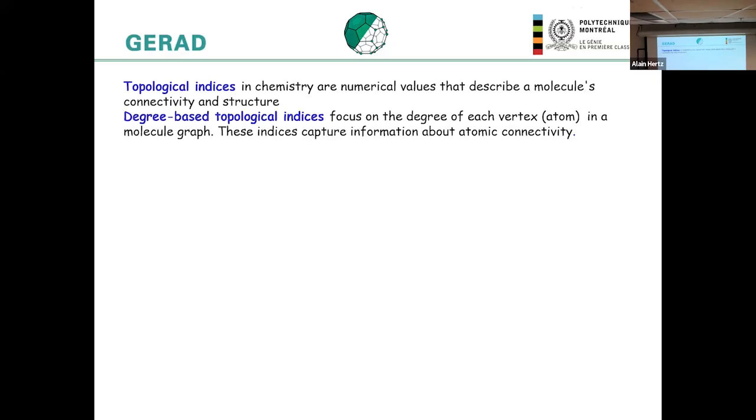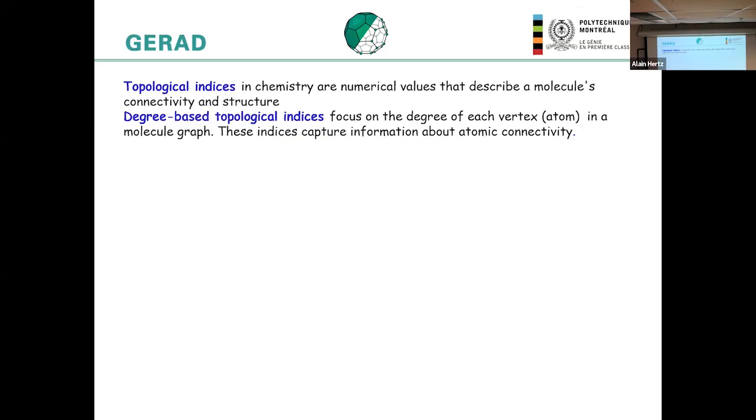Chemists are interested in defining indices that give you an idea of the value of a molecule. How good is a molecule, depending on what the chemists think. So they have invented topological indices, which are just numerical values. You give a molecule, and they compute a value. And they would like to know what is the best molecule according to the function that I give you.